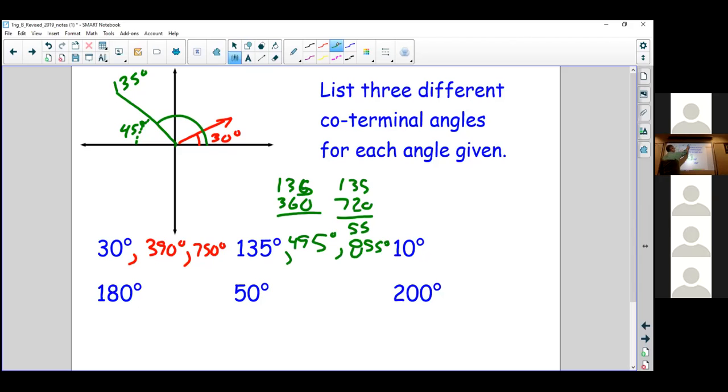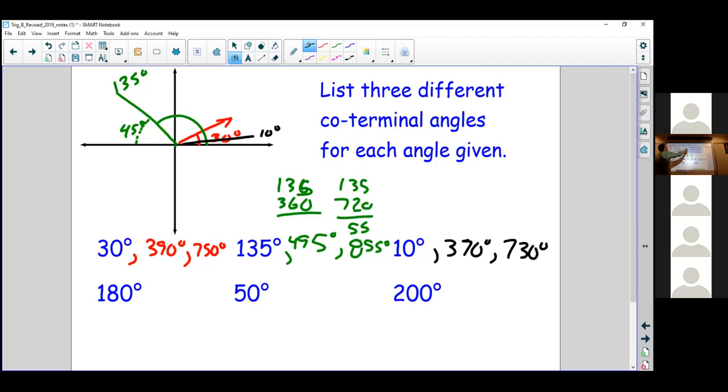If I had 10 degrees, 10 degrees is like here. So if I added 360 to it, I would get 370 degrees. If I added 720 to it, I'd get 730 degrees. But notice I keep going positive on those, agreed?